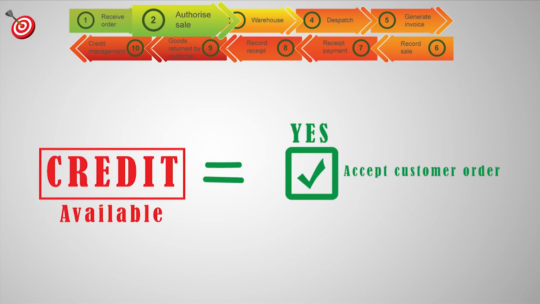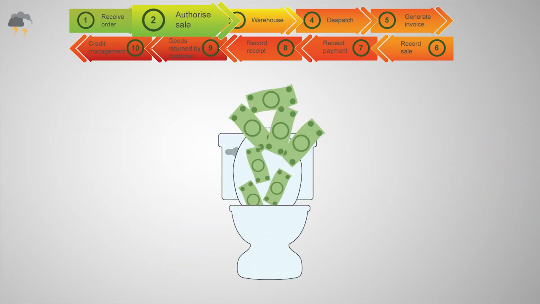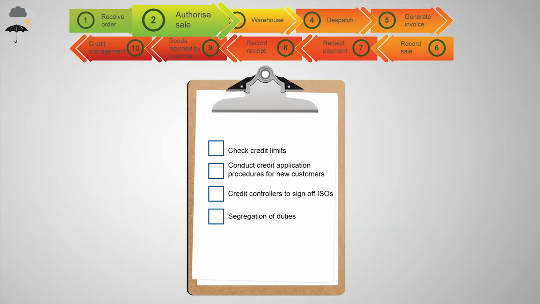An example of an objective is to ensure that orders are only accepted from customers who are creditworthy. A possible risk is that the company may suffer a loss due to a customer not being able to pay. Some of the controls the business can implement to prevent this risk include: sales order clerks have to check customers' credit limits before accepting the order.